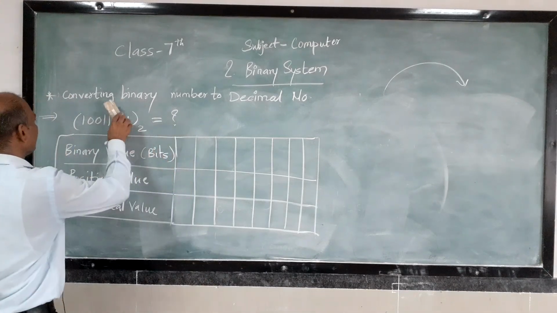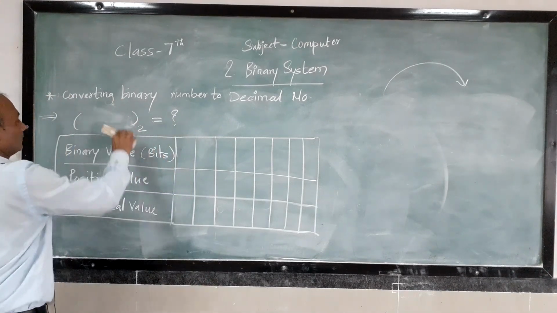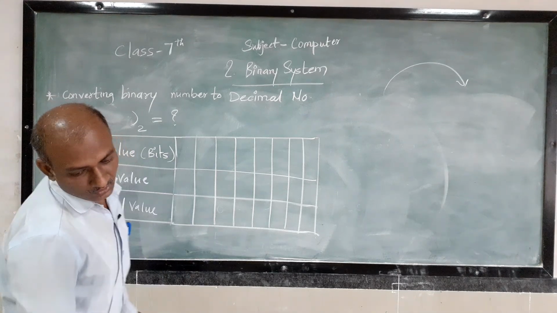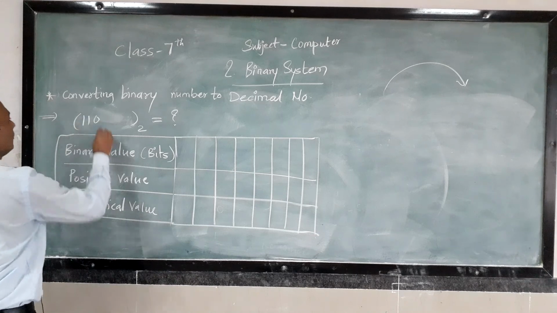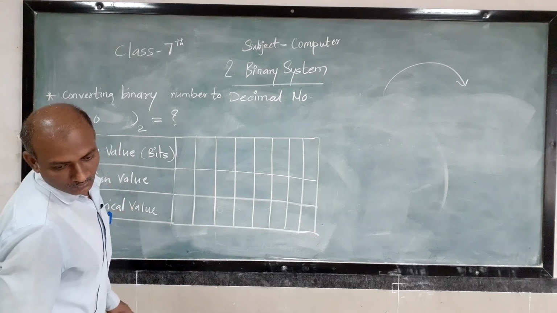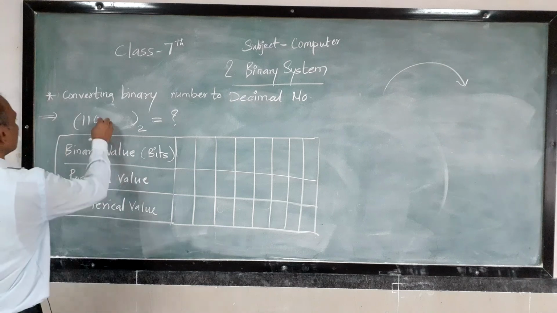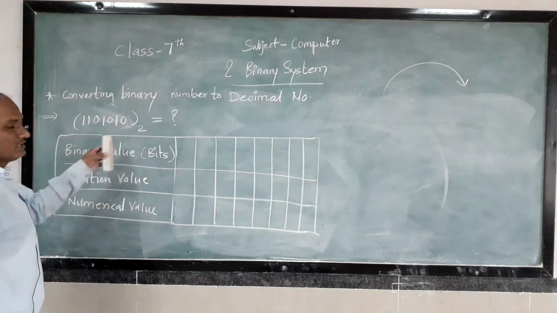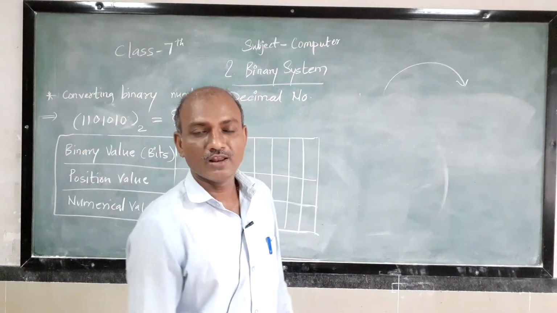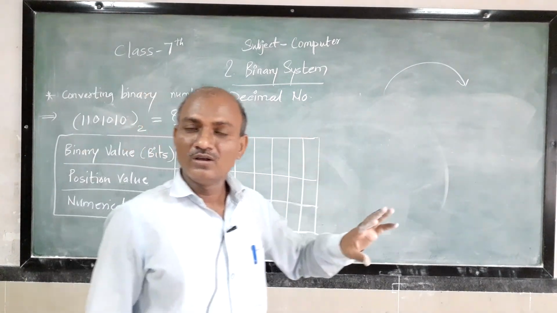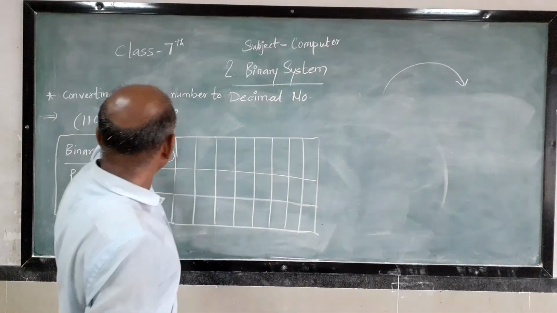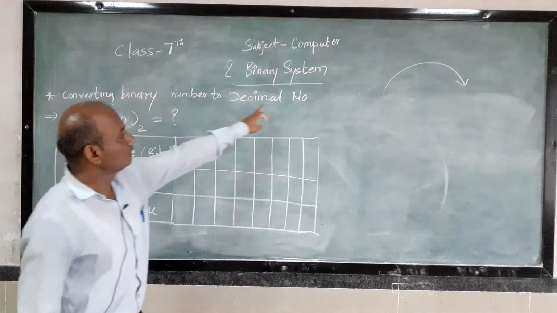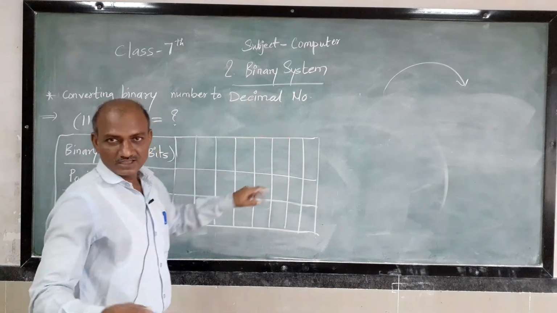Another example we can take here, that is 110. Okay, this is another binary number we have taken. Now we have to convert this binary number to decimal number. Okay, let us start now.